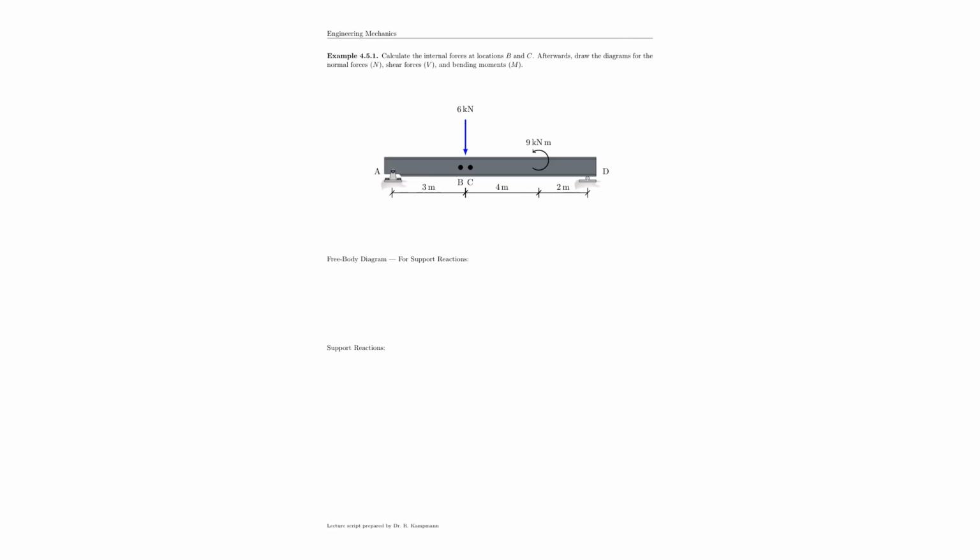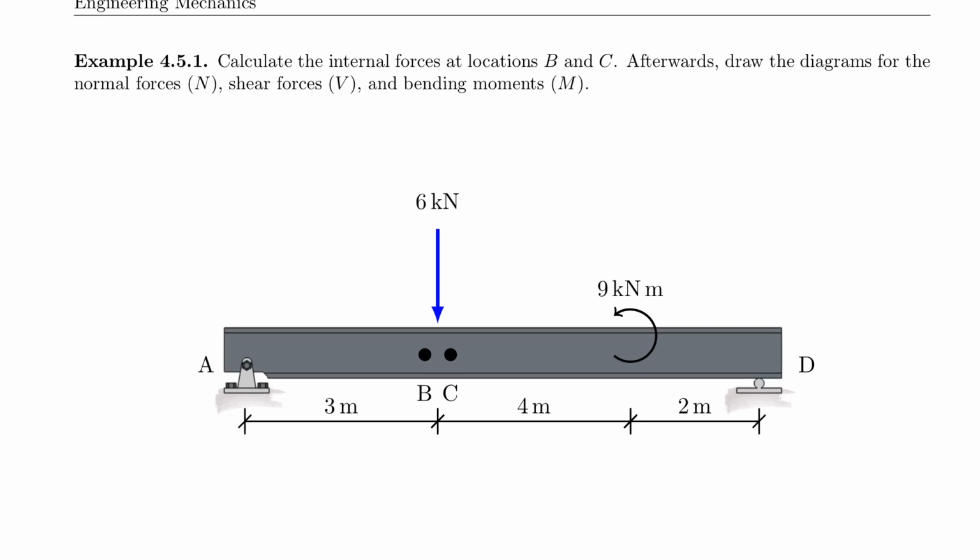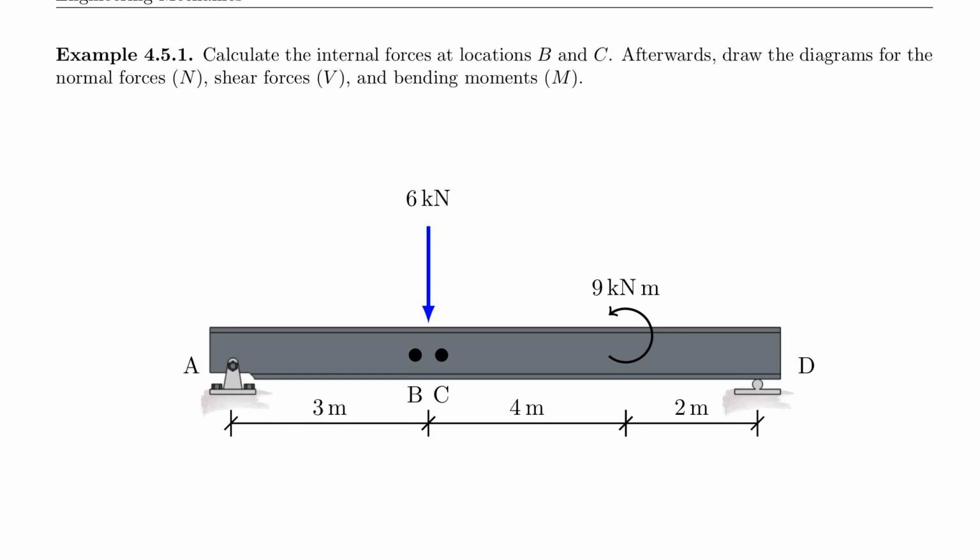Alright, so we have our first beautiful internal force diagram problem here in front of us. Let's take a closer look and understand what we are supposed to do. First of all, we have to calculate the internal forces at location B and C. That is indicated by these dots here. Those are not hinges or anything. This is just identifying the location.